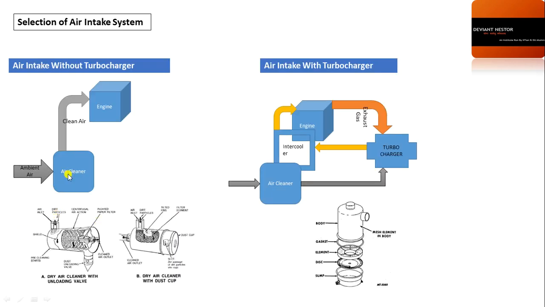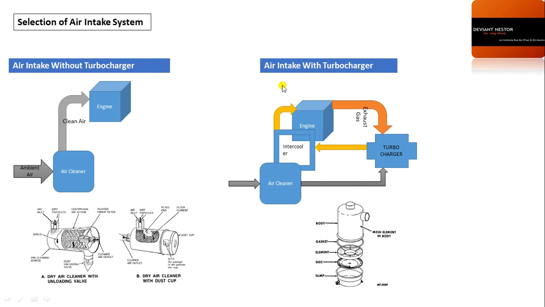Now consider when there is a turbocharger and when there is no turbocharger. In the air intake system without a turbocharger, ambient air goes to the air intake. Ambient or impure air goes inside the air intake system, the air cleaner. It purifies the air and clean air goes to the engine.